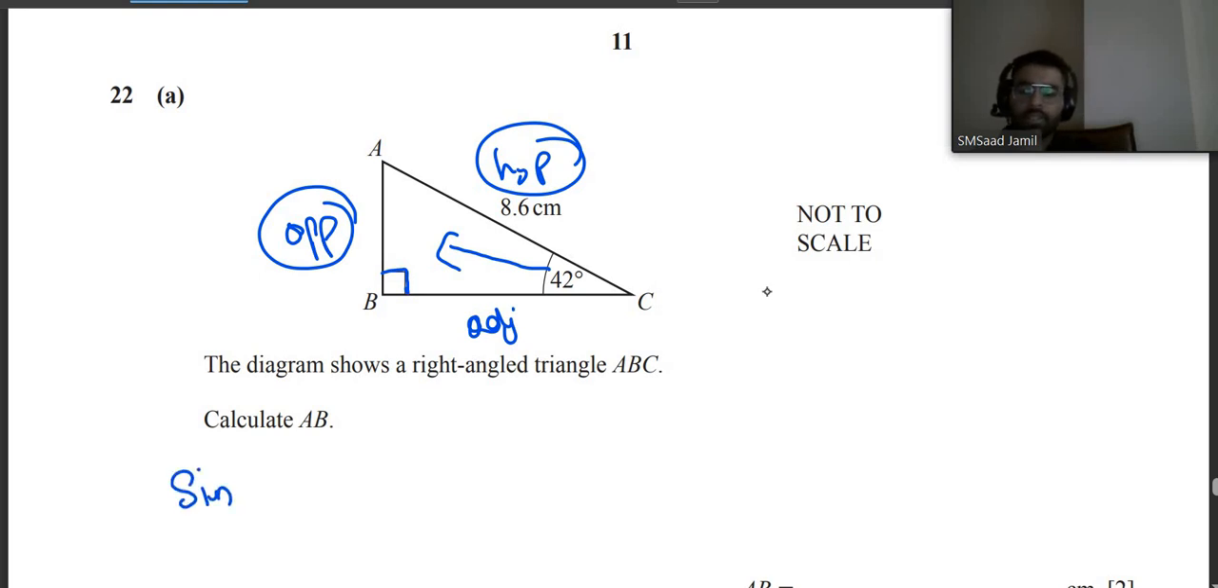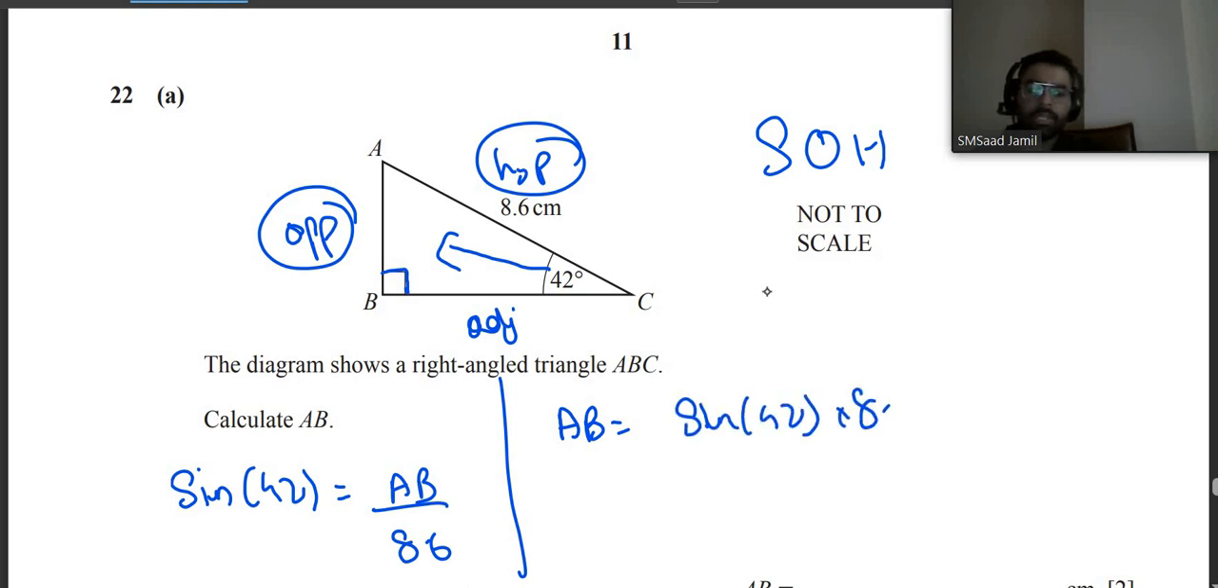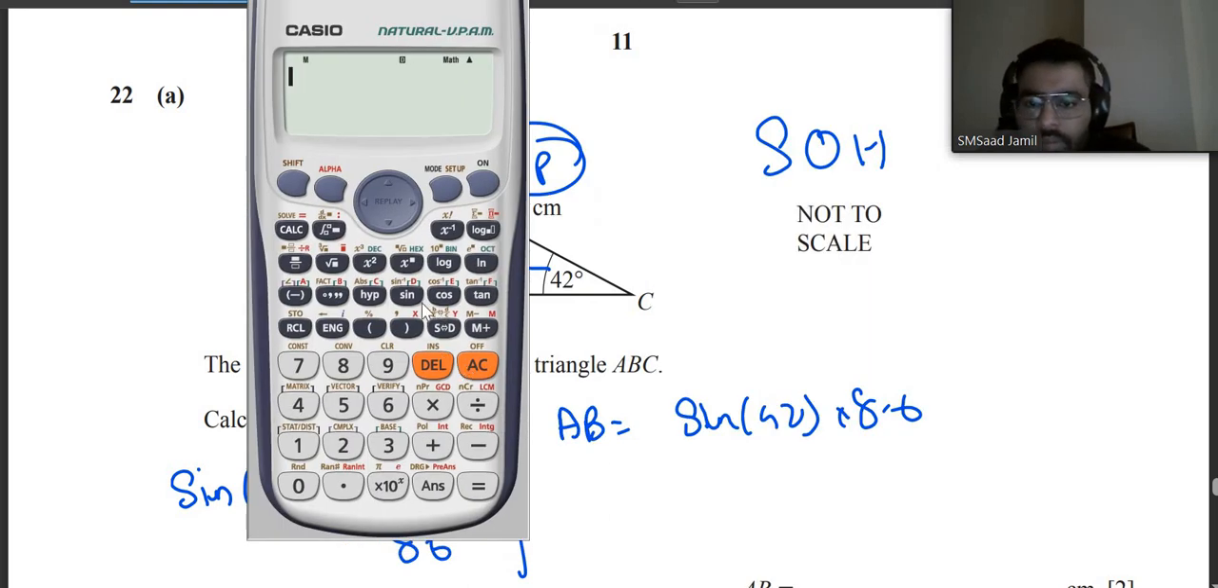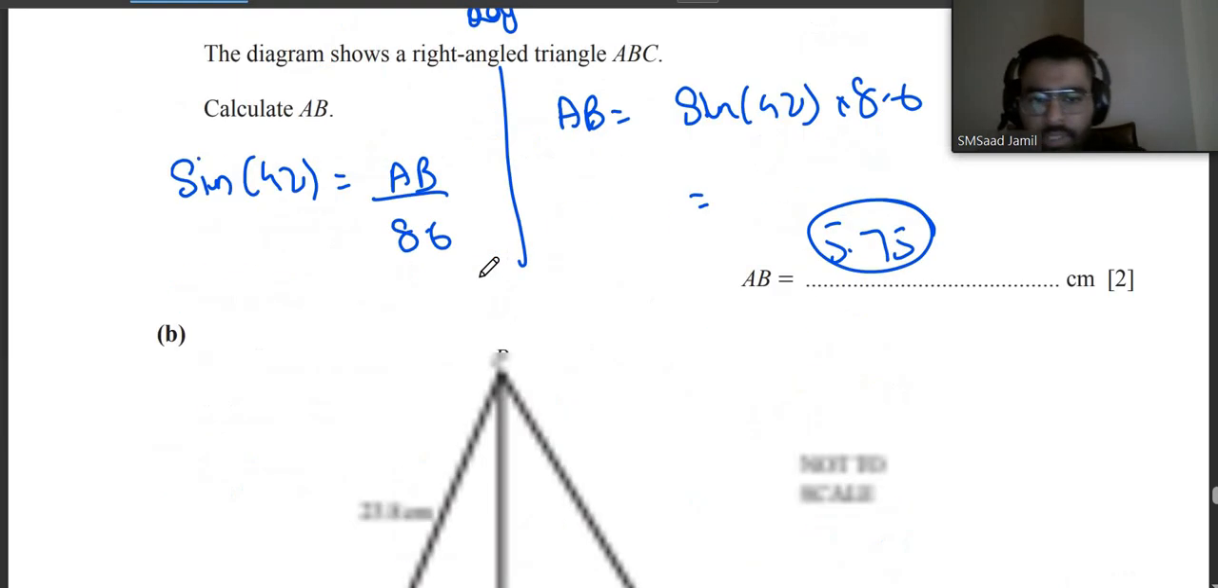So sine 42, because that's opposite upon hypotenuse. Opposite is AB. Hypotenuse is 8.6. AB is equal to sine 42 multiplied by 8.6. Let's do it. Sine 42 multiplied by 8.6. That's 5.75. Alright. So yeah, 5.75. That's going to be your answer.